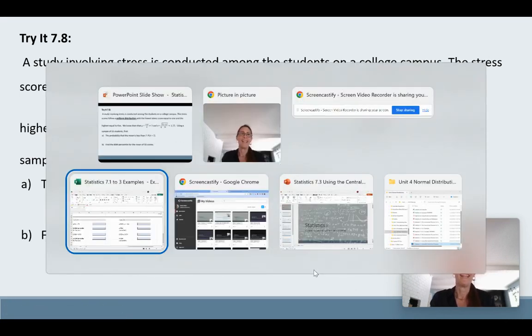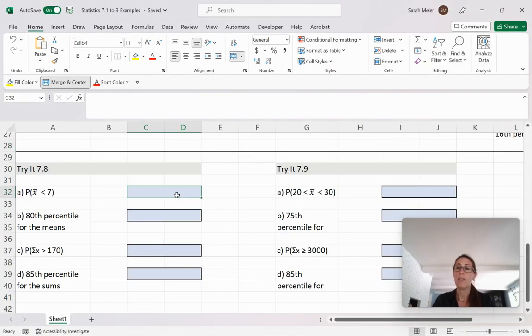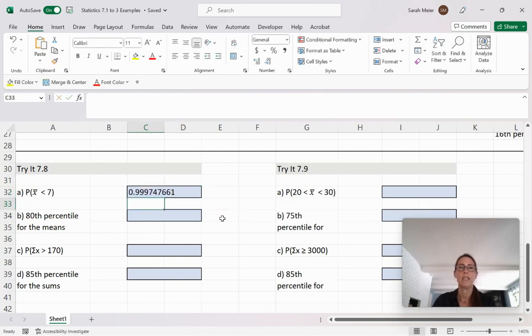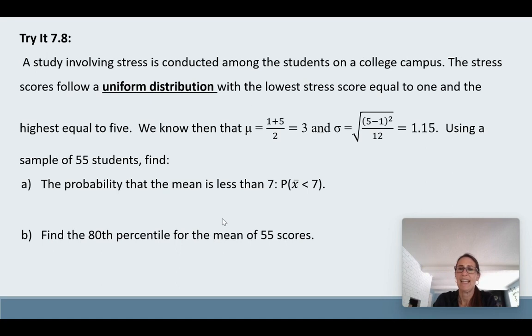So if we go in here and we find the probability, we can use the normal distribution. We're looking for the value 7. The mean we saw was 3. Our standard deviation, again, you can put the formula in. I'm just going to type in the 1.15 and use the word true. We get 0.997, almost 100%, or a probability of 1 that the sample mean is less than 7. And the reason I was sort of hesitating is that the scores only go up to 5. So what's the probability the mean is less than 7? Probably pretty good.